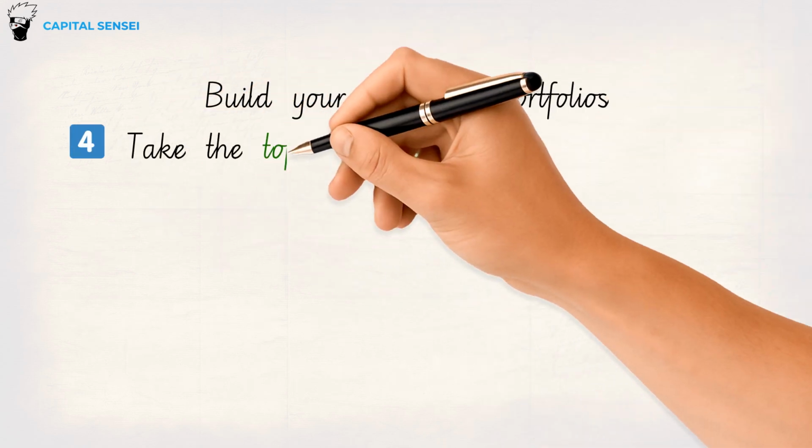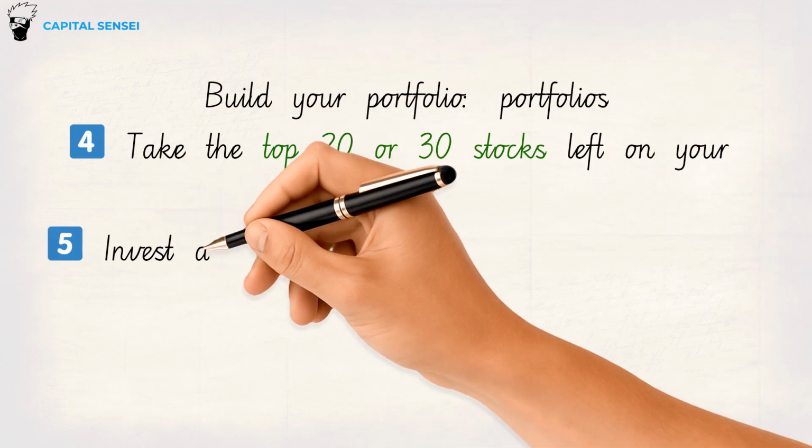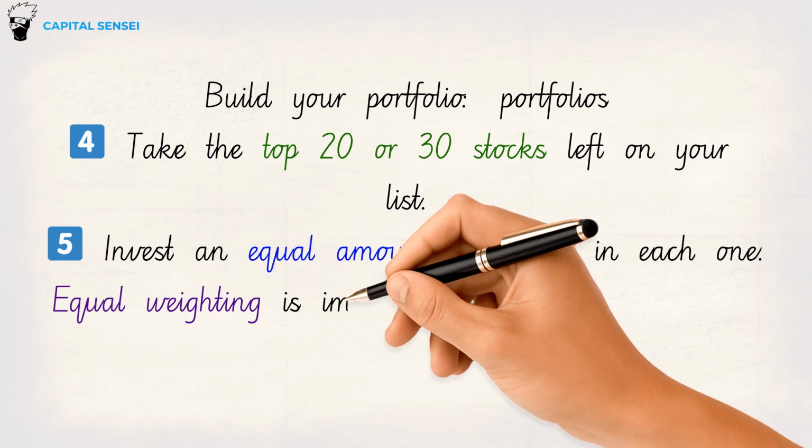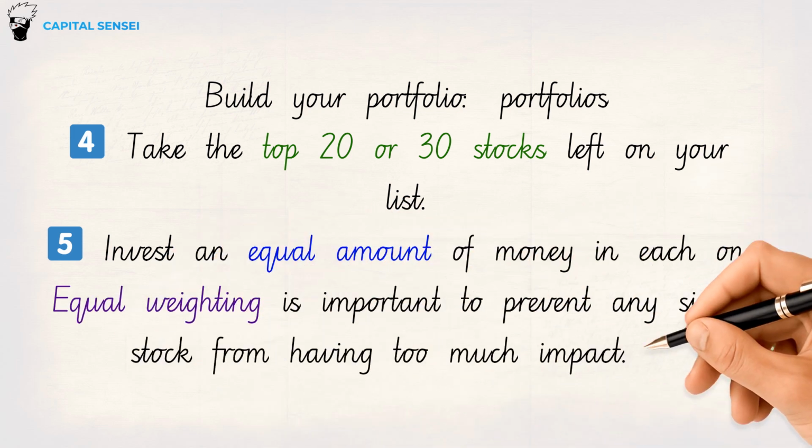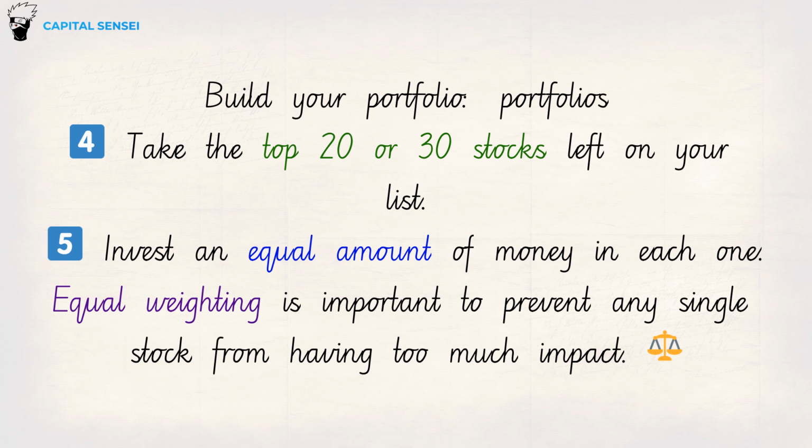Once you've filtered out the riskiest candidates, you build your portfolio. You take the top 20 or 30 stocks remaining on your list, the cheapest of the reasonably healthy companies, and you invest an equal amount of money in each one. Equal weighting is important. It prevents any single stock from having an outsized impact on your results.